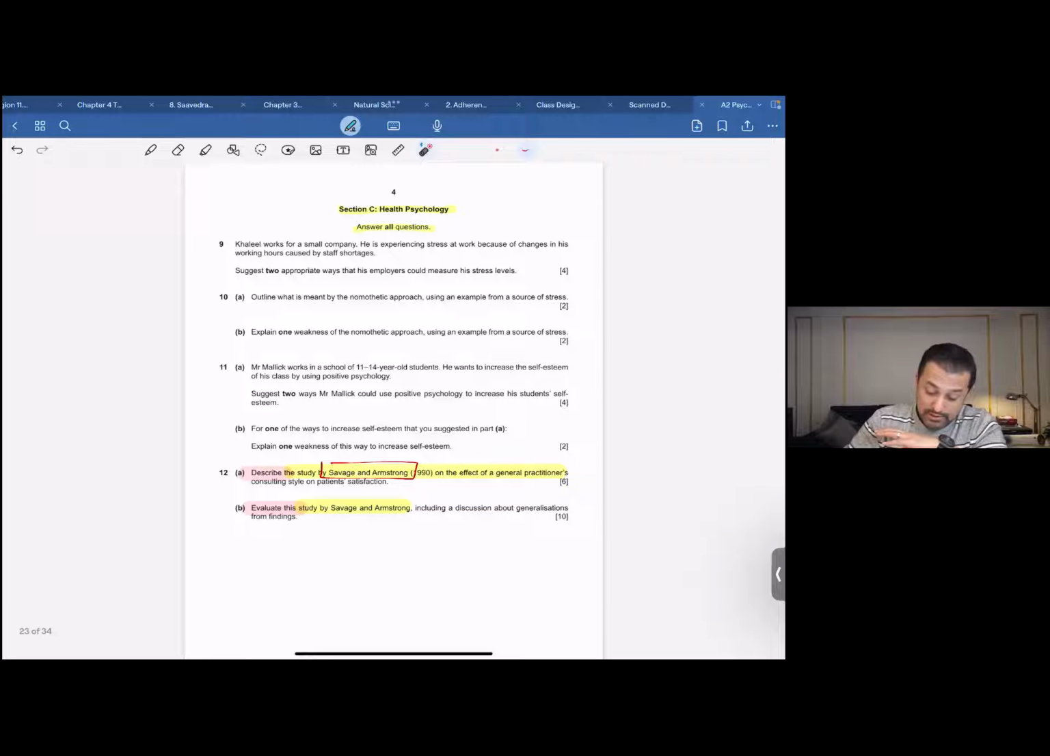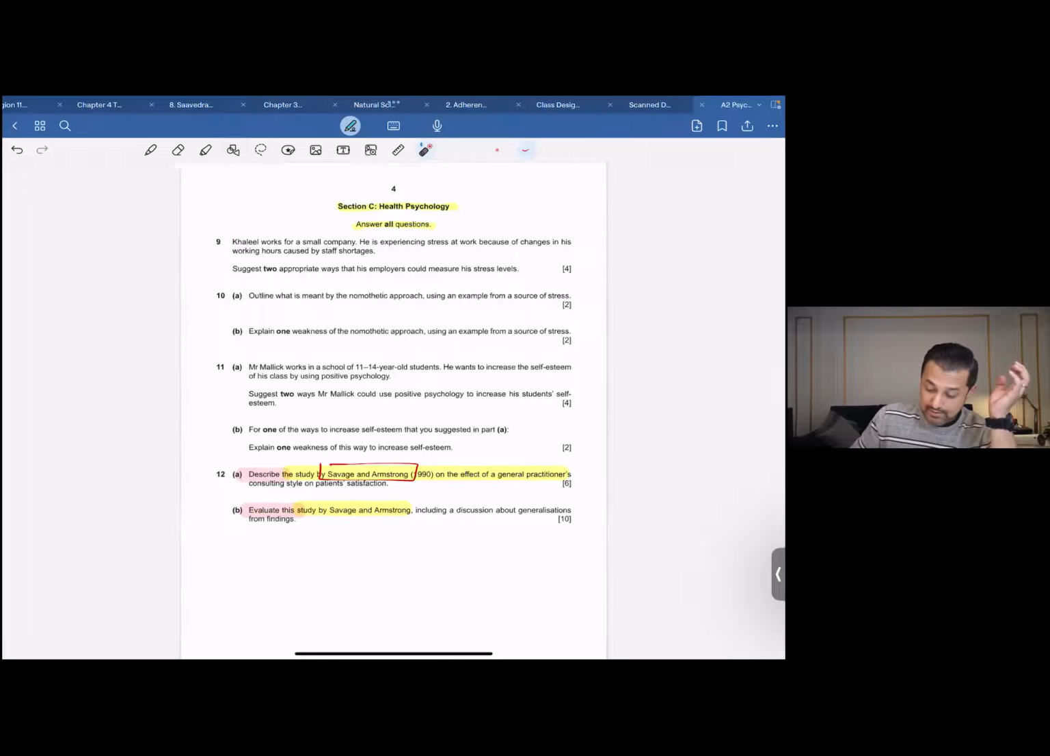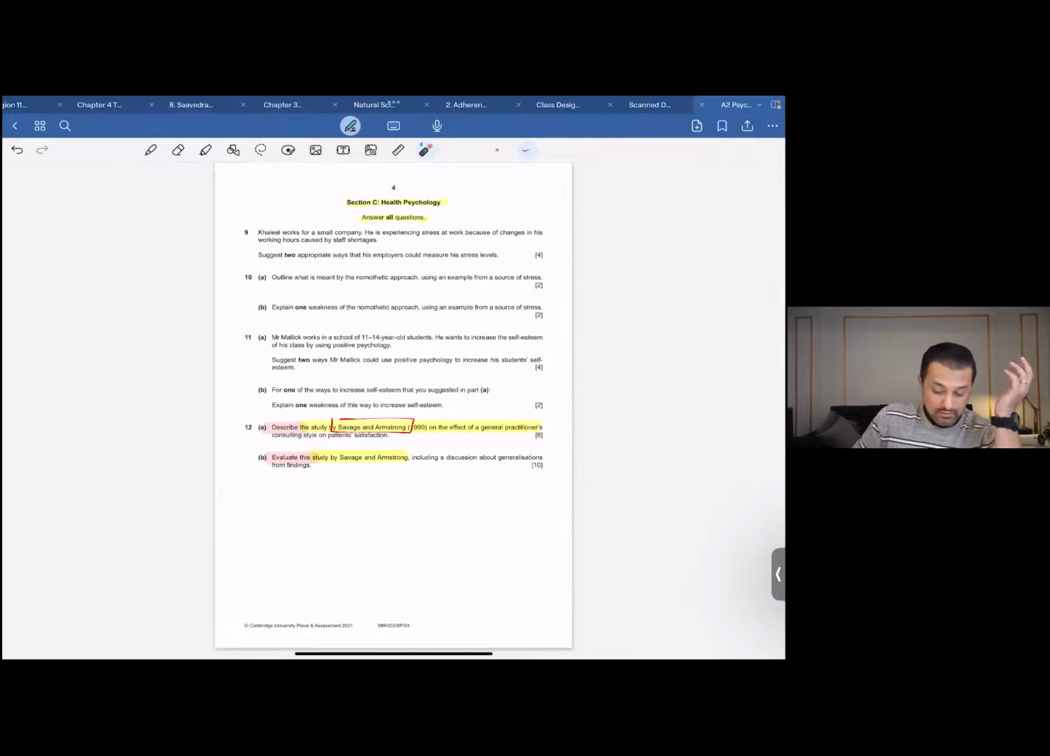Moving on, question number 9, 10, 11, and 12 over here would again be from health psychology. So what I had said earlier was I expect you to attempt question number 1, 2, 3, and 4, and then skip 5, 6, 7, and 8, and then attempt 9, 10, 11, and 12, right? And by the time you're done with this, you'd be done with the paper.